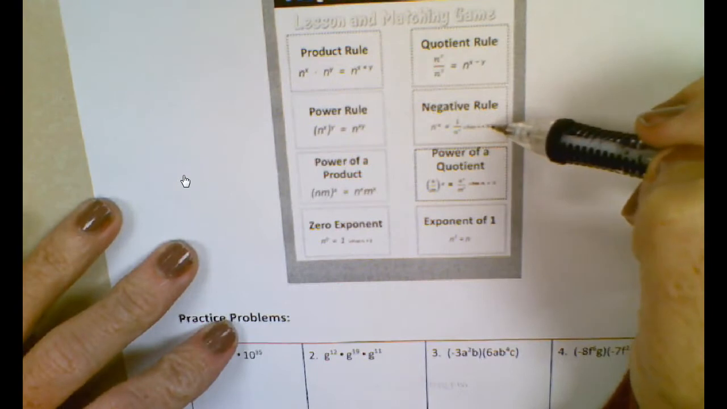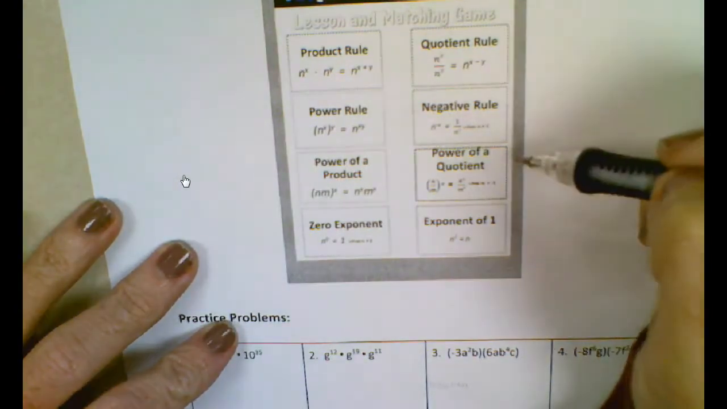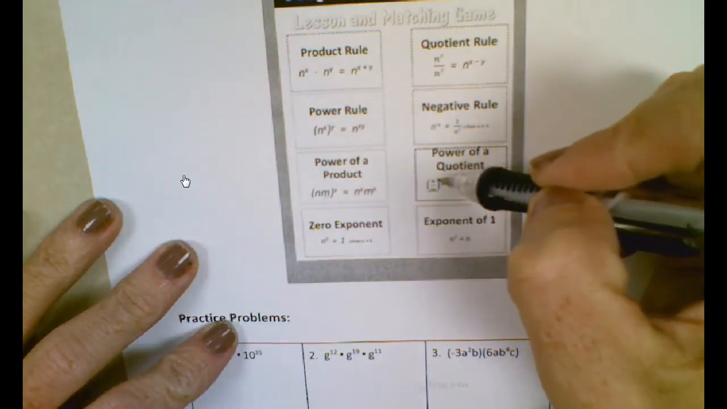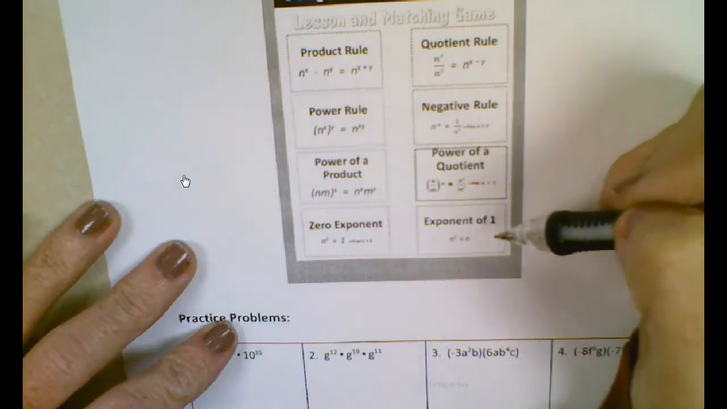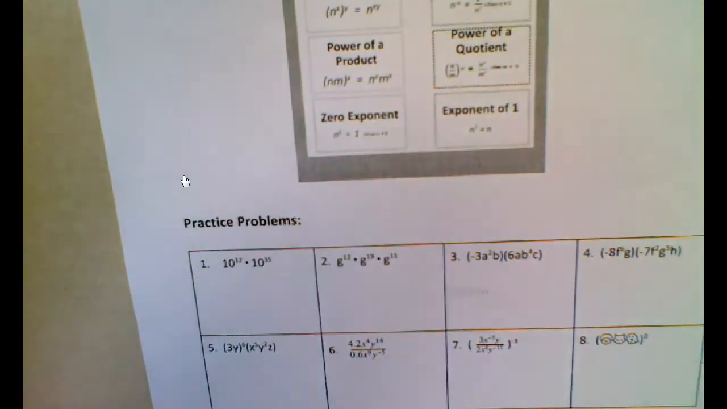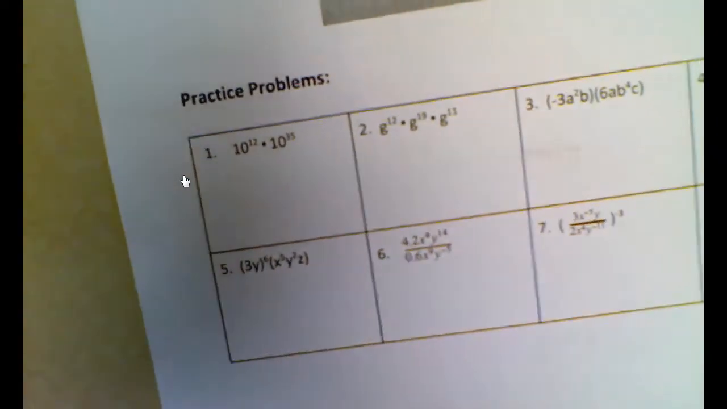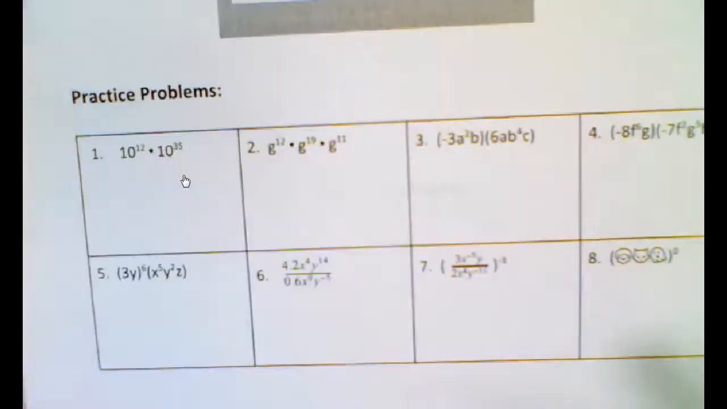Negative rule, we know that means a reciprocal, so we do 1 over, and we make that exponent positive. Same thing with power of a quotient, we need to apply that power to both the numerator and the denominator, and anything to the first power is just that base. So let's do these 8 little practice problems. Get these done. Probably be your shortest notes in history, so that's good.